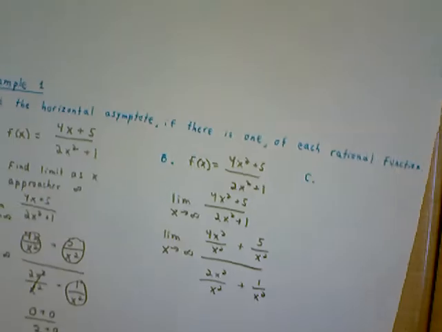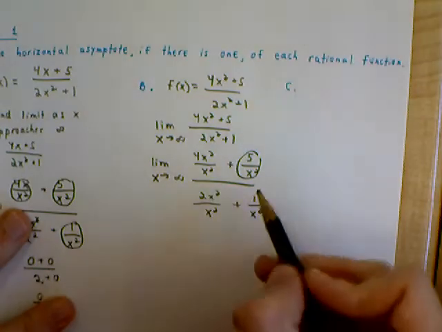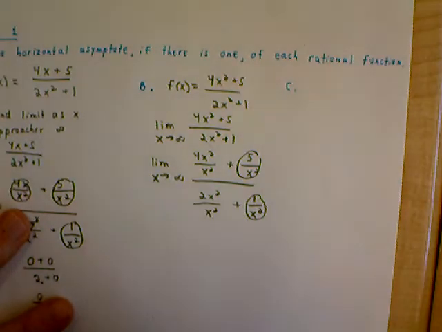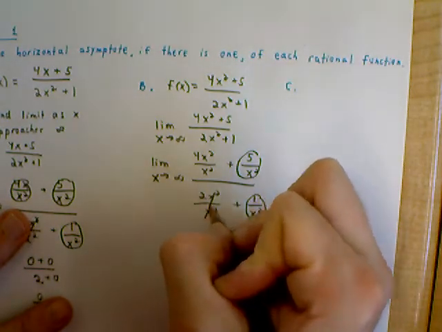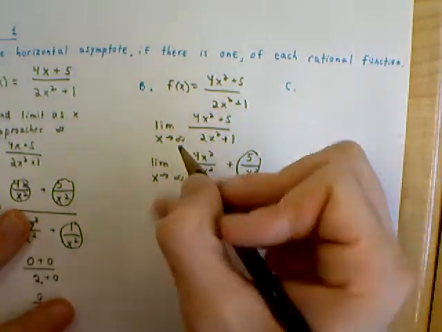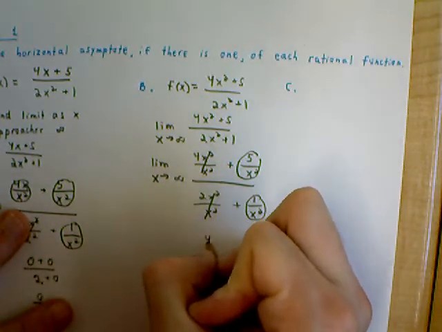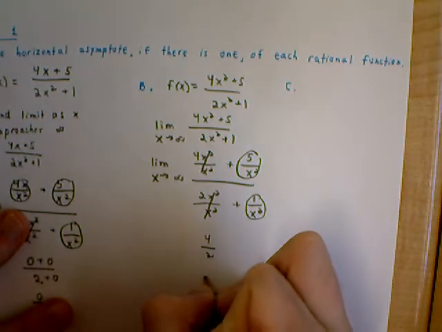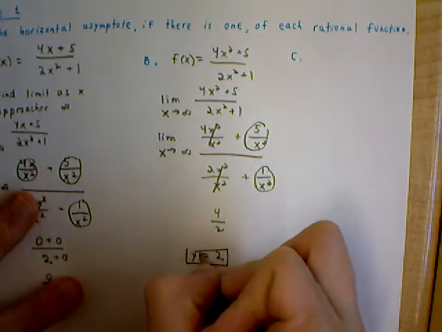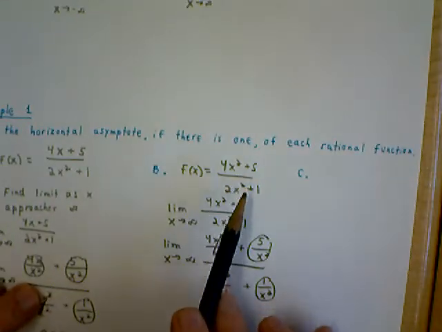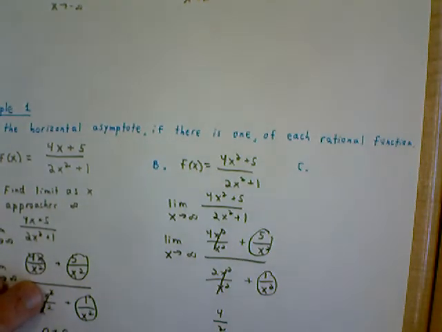Now we have to start analyzing. 5 over x squared is going to go to 0. 1 over x squared is going to go to 0 when we have really large numbers. x squared over x squared is going to cancel out right here, and x squared over x squared is going to cancel out right here. And I'm left with 4 over 2, or 2. So my horizontal asymptote is y equals 2. Or I see the degrees are equal, so I take the ratio of the leading coefficients, 4 over 2.